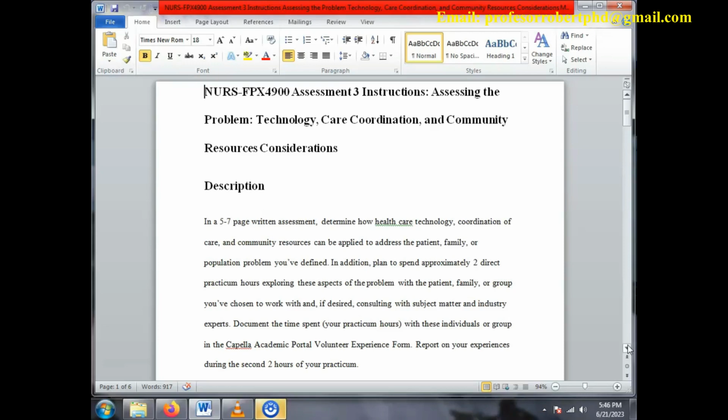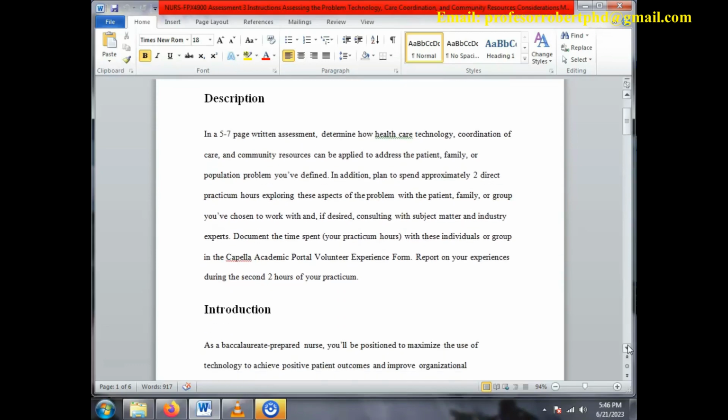NURS-FPX4900, Assessment 3 Instructions. Assessing the problem. Technology, care coordination, and community resources considerations. Description. In a 5 to 7 page written assessment, determine how healthcare technology, coordination of care, and community resources can be applied to address the patient, family, or population problem you've defined.